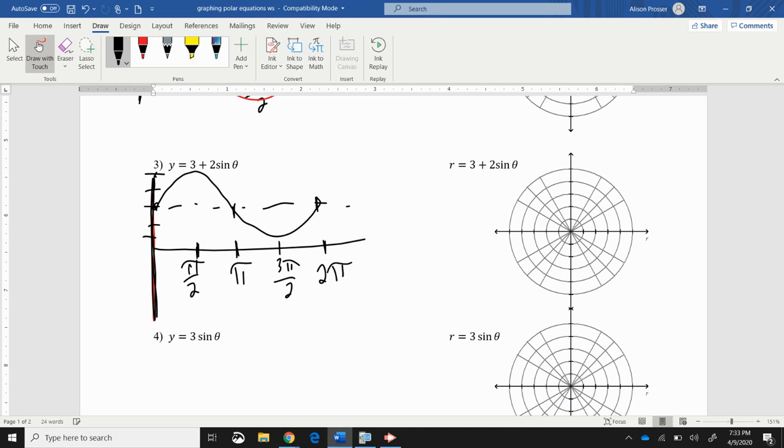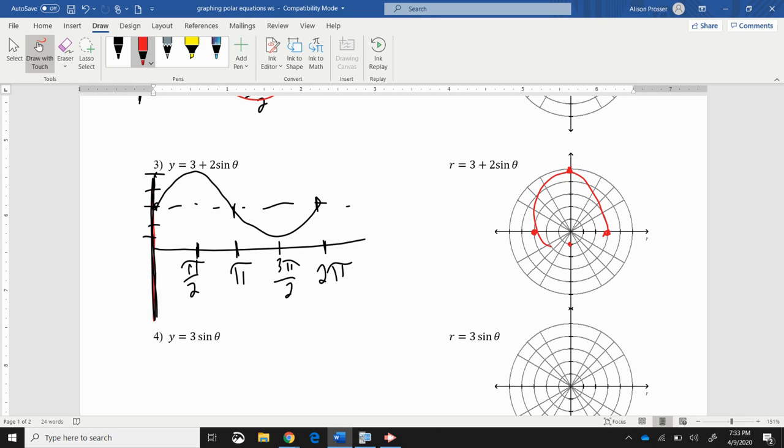See how this rectangular trig graph does not go below the y-axis? That's when I know there will not be a loop. So 1, 2, 3 out here. Let me 0, 3. Pi over 2, 5. 1, 2, 3, 4, 5. Pi, 3. 3 pi over 2 is still positive, and then 2 pi.